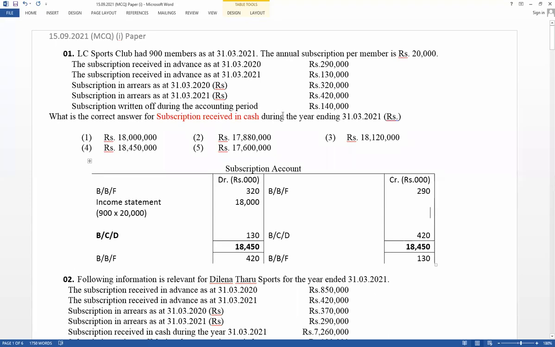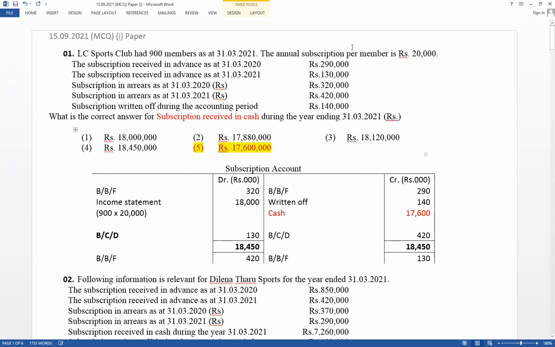It has given subscription written off also. Subscription written off should be recorded on the credit side of the subscription account. That is explained. Subscription written off account debit, subscription account credit, value equal 140 as written off. Subscription written off is also an expense. Given value 140. Therefore, by closing the subscription account, subscription received in cash can be recognized. Therefore, cash account debit, subscription account credit. Therefore, question number one answer 17,600,000.